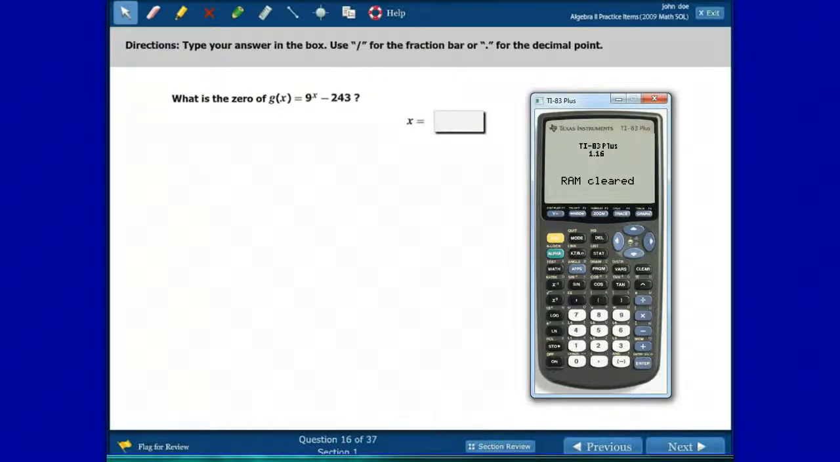Okay, so when you want to do this one, you're going to go to your... well, you can't really solve it without using your tables, I think. Well, I probably could, but I'm going to use my tables. So I'm going to go to y equals. I'm going to type 9 raised to the x minus 243. And I'm looking for when I get my 0. So I'm going to look and see when y is 0, see if I can figure it out.